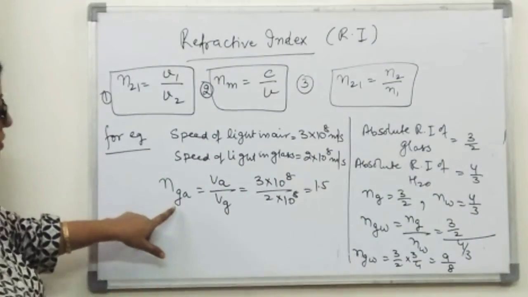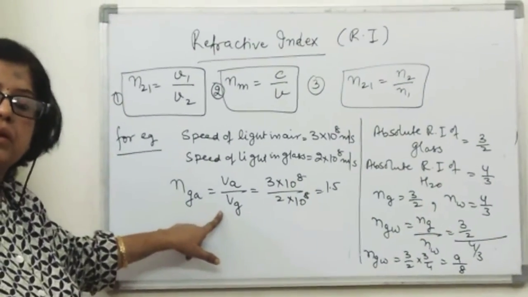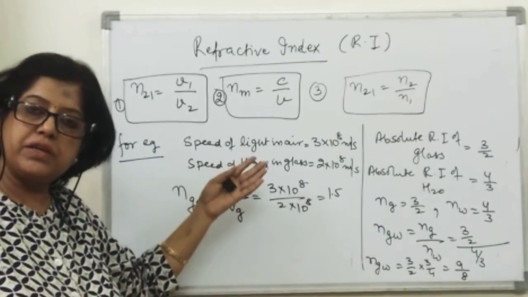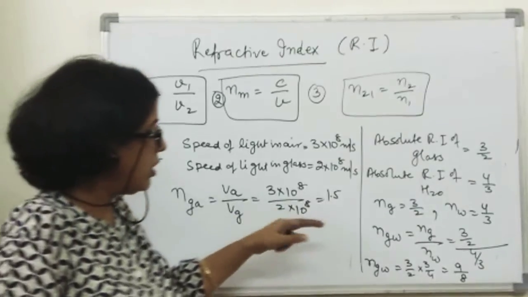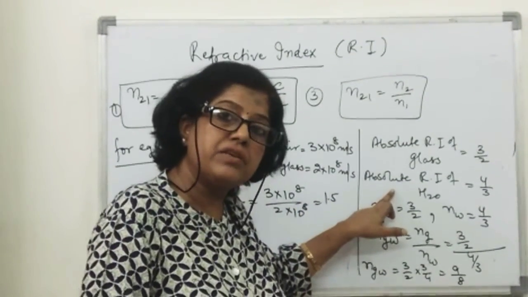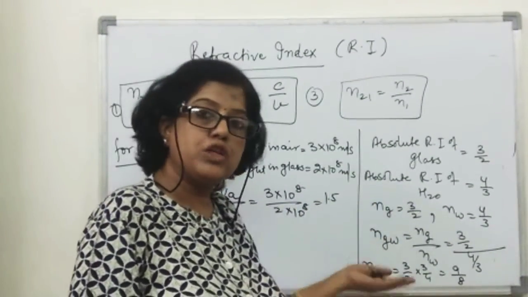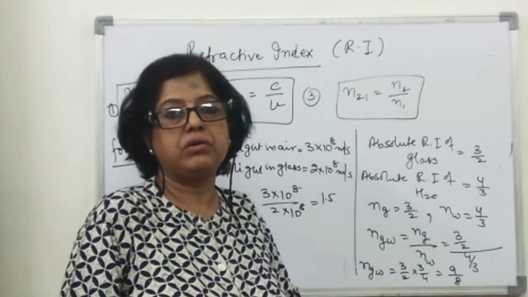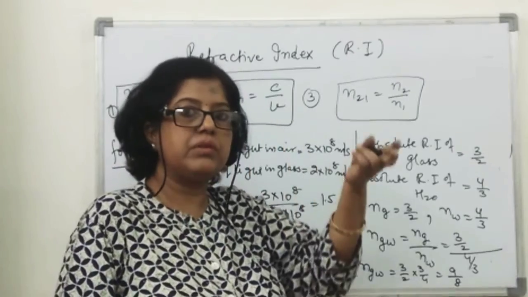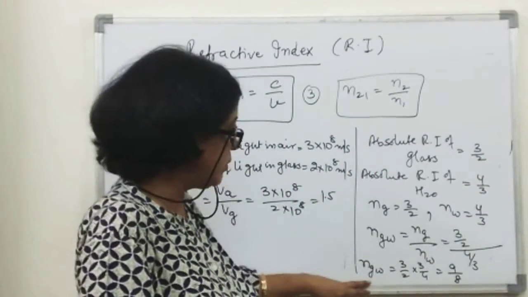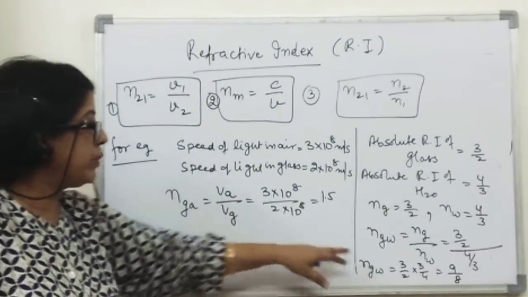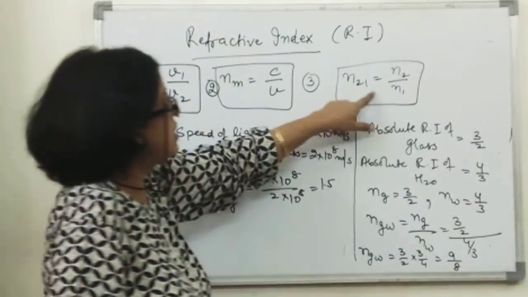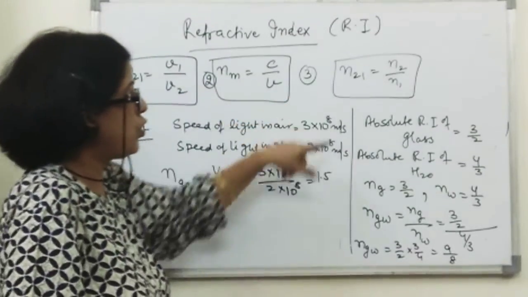So when we are given the speed of light, N21 is V1 by V2, first medium in the numerator, second medium in the denominator. When we are given the refractive index of the medium, then to calculate N21, it is N2 in the numerator, N1 in the denominator: refractive index of the second medium in the numerator, refractive index of the first medium in the denominator. So these are the two examples that will help you understand the difference between these, and how to use these formulas to solve questions.